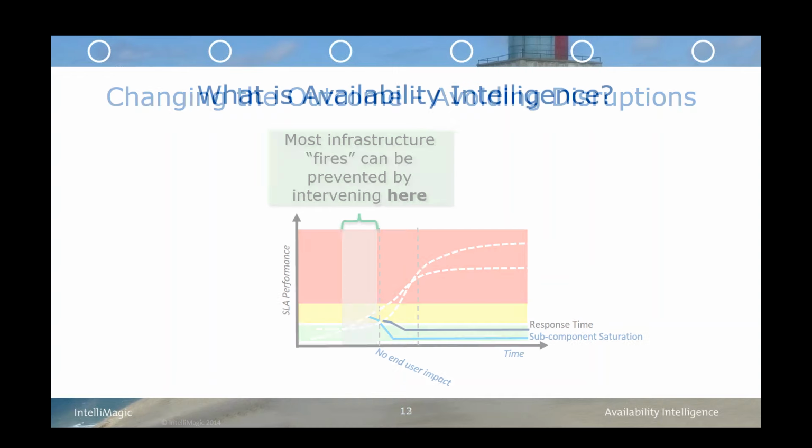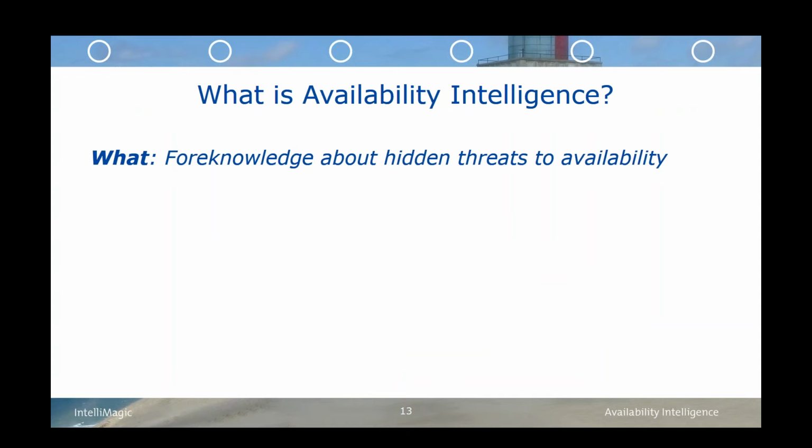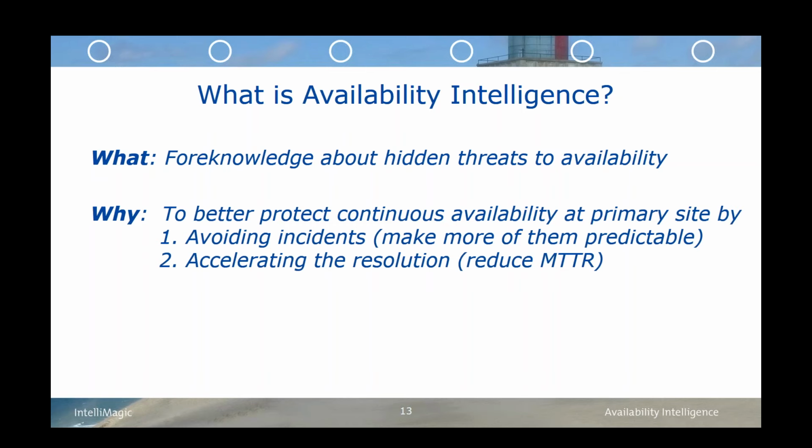So this is what we call availability intelligence, this process of understanding really what's going on inside of the storage infrastructure, inside of the fabric, so that you can have this foreknowledge about these hidden threats to availability. Because most of these things are really not in the unpredictable stage most people think that they are. If it's an issue on the storage infrastructure, a lot of times it is predictable.